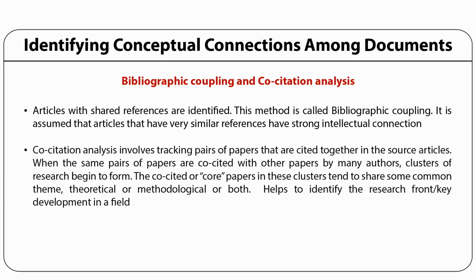Co-citation analysis involves tracking pairs of papers that are cited together in source articles. When the same pairs of papers are co-cited with other papers by many authors, clusters of research begin to form. The co-cited or core papers in this cluster tend to share some common theme, theoretical or methodological or both. These indicators help to identify the research front, key developments in a field.